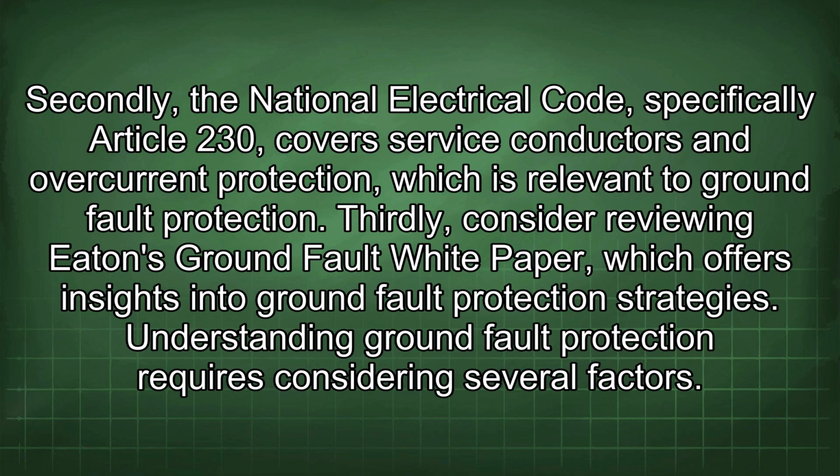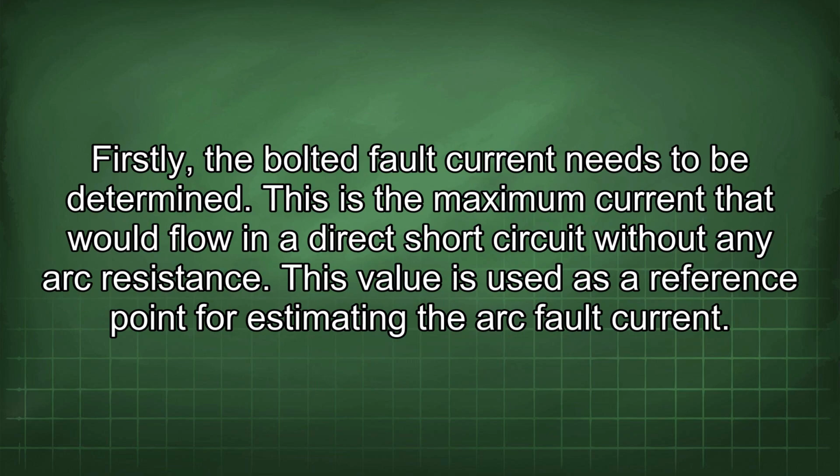Understanding ground fault protection requires considering several factors. Firstly, the bolted fault current needs to be determined. This is the maximum current that would flow in a direct short circuit without any arc resistance. This value is used as a reference point for estimating the arc fault current.